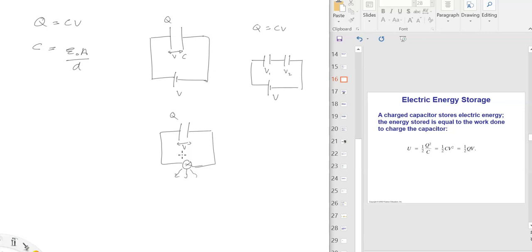Okay, so give me one second here. So it's a storage device, so it has the ability to move electrons, move charges, produce current.